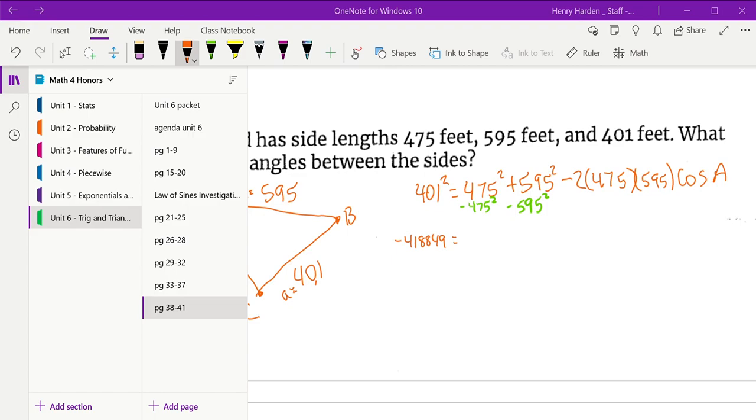Over here, I'm going to calculate this piece. So 2 times 475 and 595.